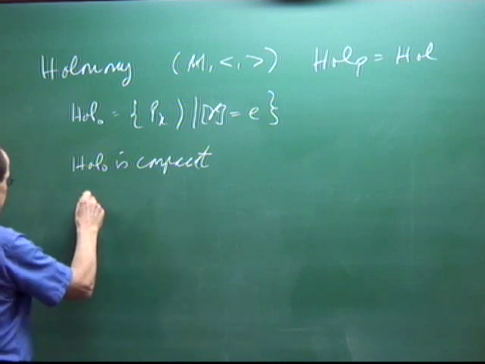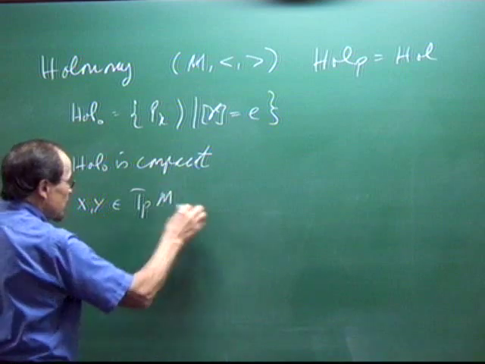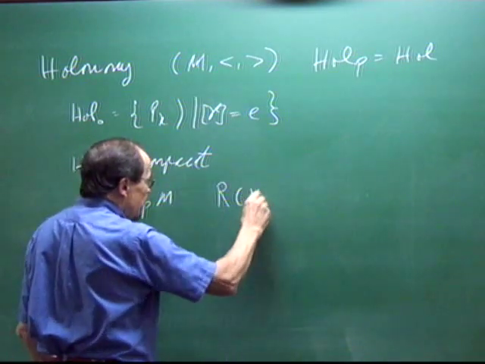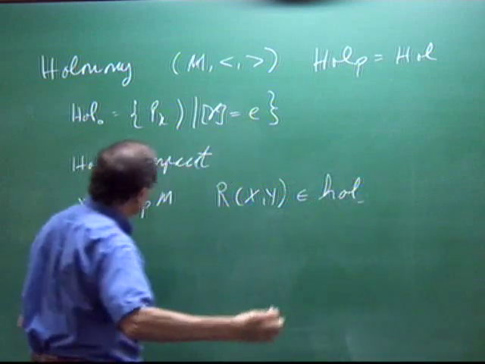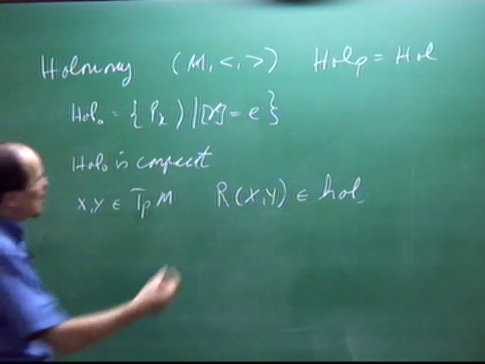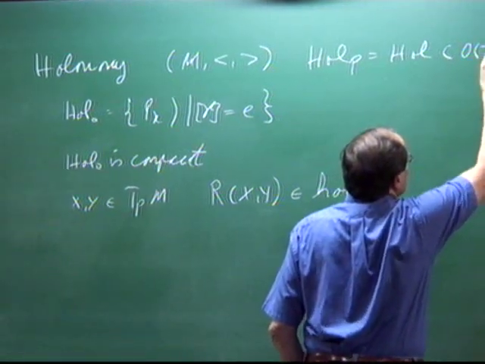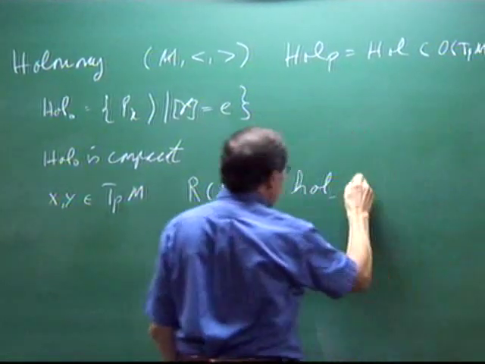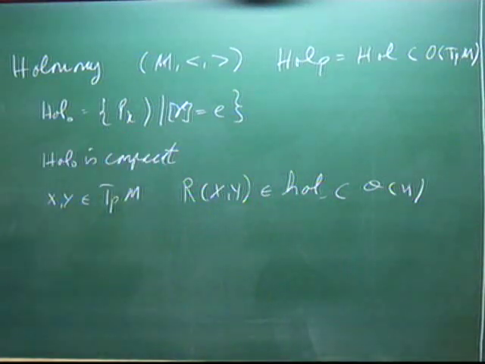Another fact was that if X and Y are in the tangent space at P, then the curvature endomorphism R_XY is an element of the adjoint holonomy group. Of course, Hol by definition here sits inside the orthogonal group of the tangent space. So this sits inside skew-symmetric matrices of the tangent space.